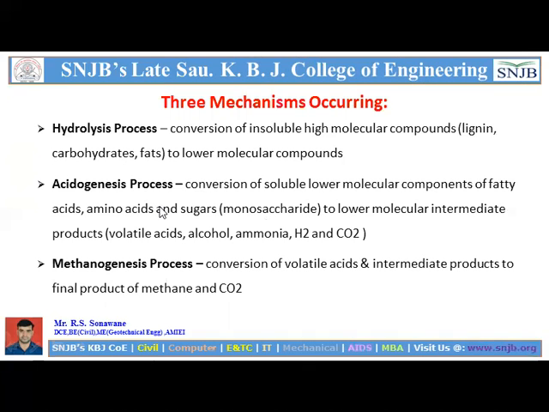The third one is the methanogenesis process, in which volatile acid and the intermediate products are converted to the final products, methane and carbon dioxide. In the methanogenesis stage, mostly volatile acid and the intermediate products are converted to give the final products of methane gas and carbon dioxide gas. These are the three mechanisms occurring in anaerobic digesters.